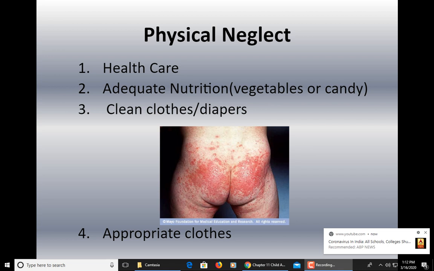Physical neglect, in contrast, can be just the basic responsibility of a caretaker. Feeding your child, clothing your child, cleaning up after your child. How often does a child get a bath? How often do you change a diaper? Now, the picture you see here is a pretty extreme example of a rash, but don't even the best caretakers have rashes on their children? What is the appropriate number of times to change a child's diaper? There's a lot of subjectivity when it comes to physical neglect.